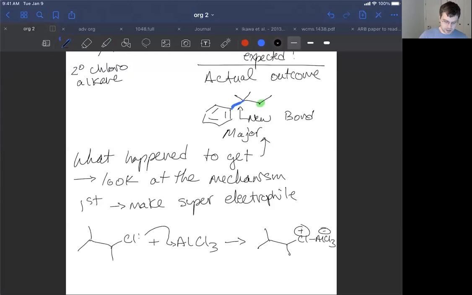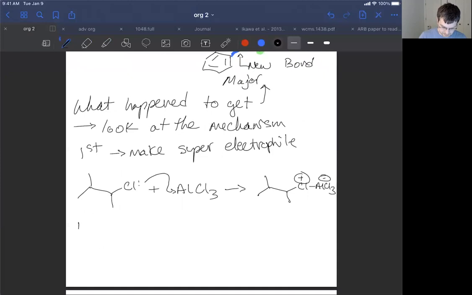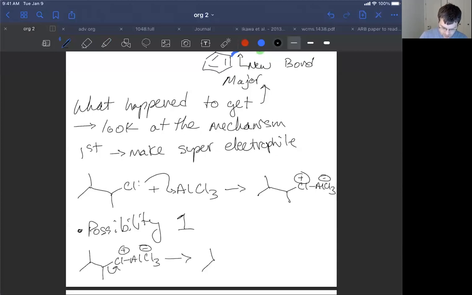Now we could have a couple of things happen. Let's do this. Possibility 1. The first thing that we could consider is we could have that adduct form the carbocation that's secondary. Is it stable enough? Tough to know. This one's not as stable as a tertiary carbocation. It's secondary because the carbon with the positive charge has two groups attached to it.